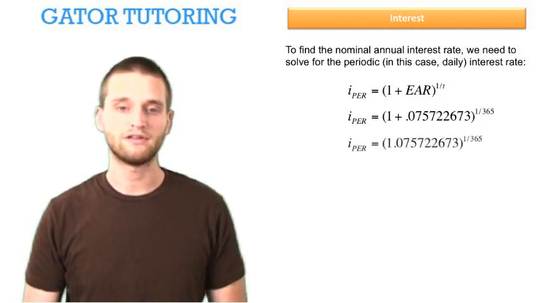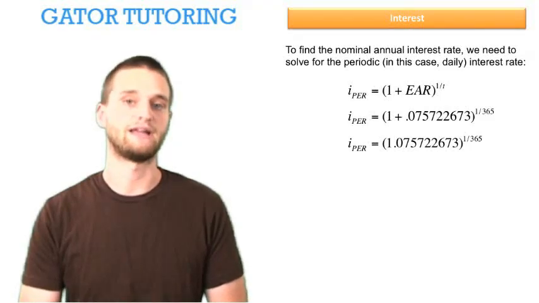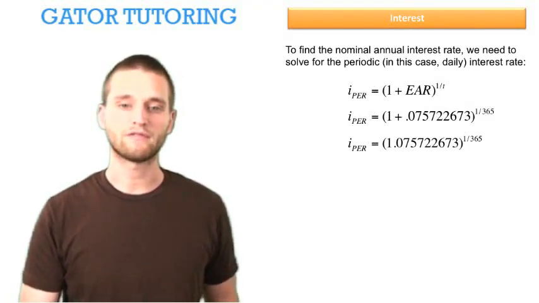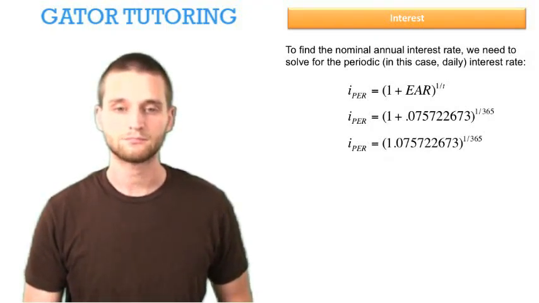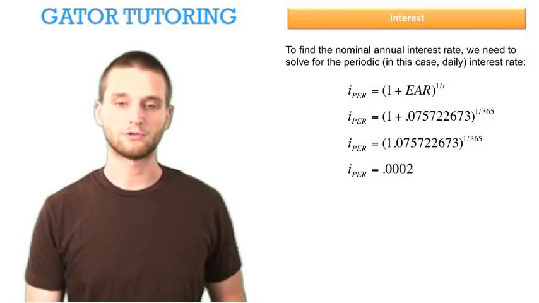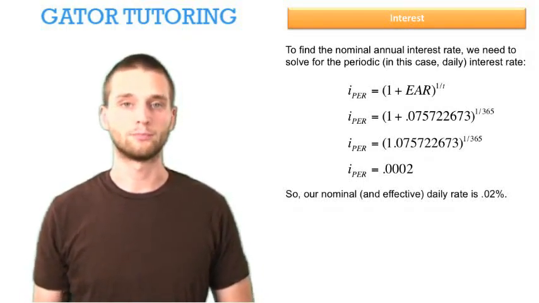So we add 1 to the effective annual interest rate. Again, when we're using this formula, we have to put the interest rate in as a decimal as opposed to a percentage. So we get 1.0757 raised to the 1 over 365. And we find that our periodic interest rate is 0.0002. And again, that's a decimal, so our nominal rate is 0.02%.